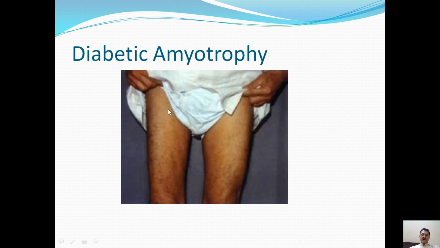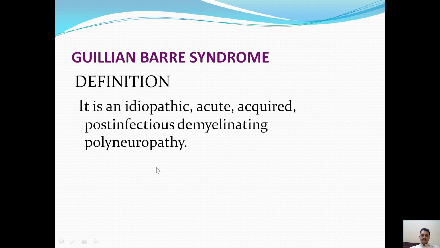This is diabetic amyotrophy. You can see this is the atrophic quadriceps. So most of the time, in the distribution of the femoral nerve, there is a lower motor type of sign. Reflexes are absent over here. It's normal over here. So usually asymmetric one-sided weakness.